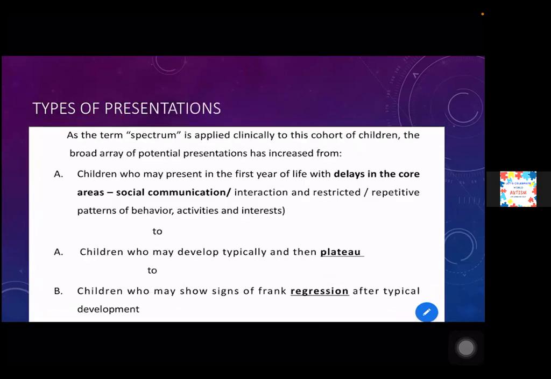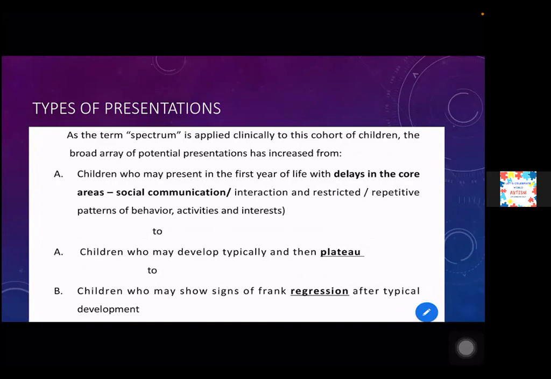So, what are the types of presentations in autism spectrum? Since it's a spectrum, it is applied clinically to this cohort of children, and there is a broad array of potential presentations. The first typical presentation is that the child may present in the first year of life with delays in the core areas, that is, social communication, social interaction, and restricted or repetitive patterns of behavior, activities, and interest.